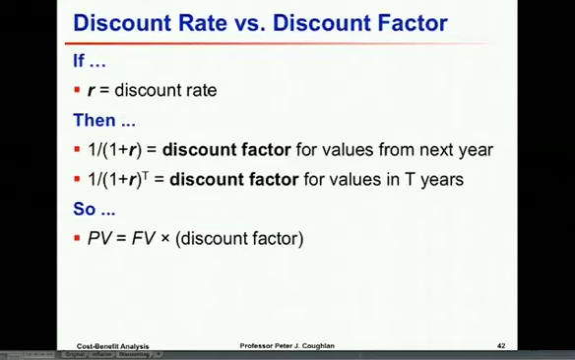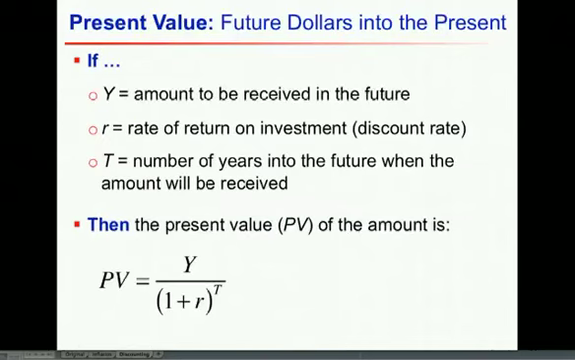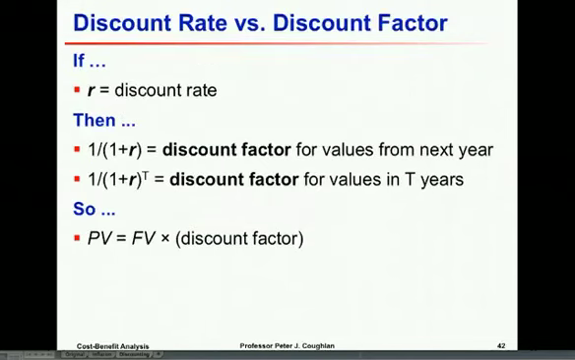Now, just some vocabulary. Notice that we divide the future value by 1 plus r to the t. That's the same as multiplying it by 1 over 1 plus r to the t. And so that's this notion of the discount factor. If r is the discount rate, then 1 over 1 plus r is the discount factor for values from next year, and 1 over 1 plus r to the t is the discount factor for values in t years. So present value is equal to future value times the discount factor, and the discount factor will always be less than 1.